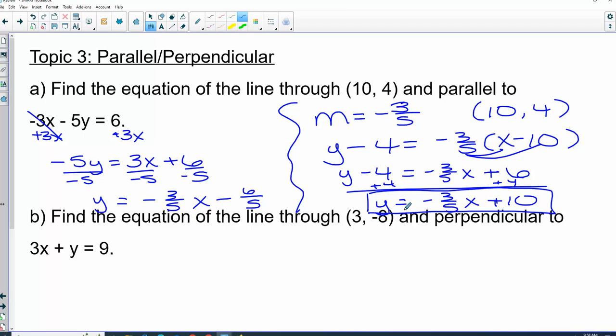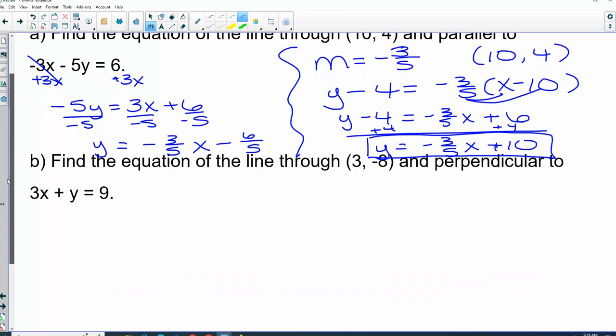Is that one okay? Esther, if I say perpendicular, what does that mean? Sorry, I caught you in the middle of writing. What does it mean if they're perpendicular? The opposites. So I need to find my slope here. What would we do?